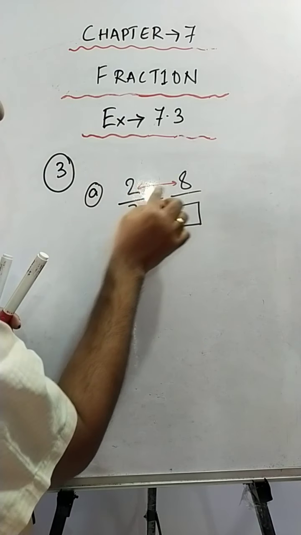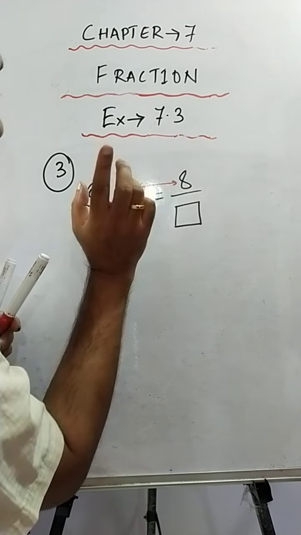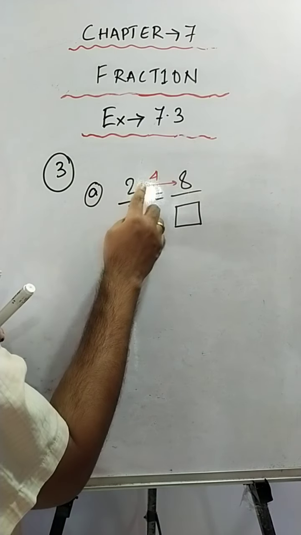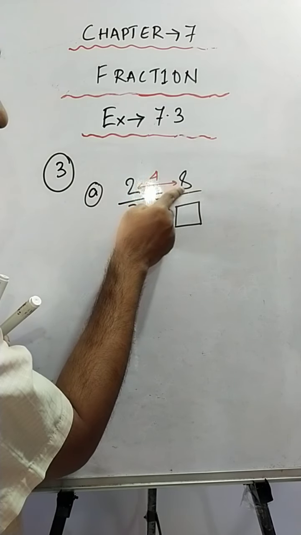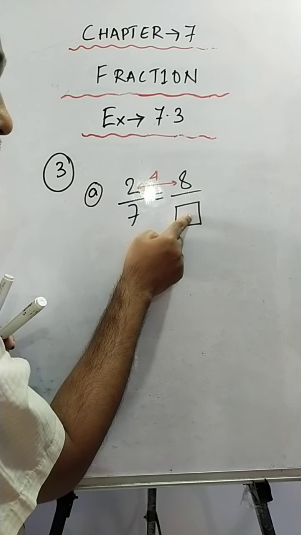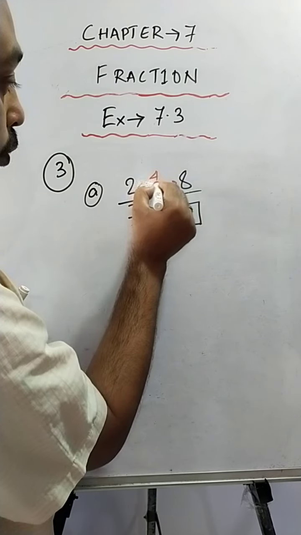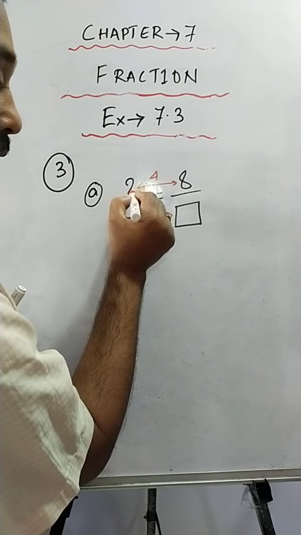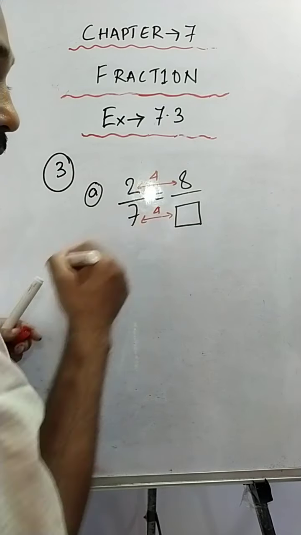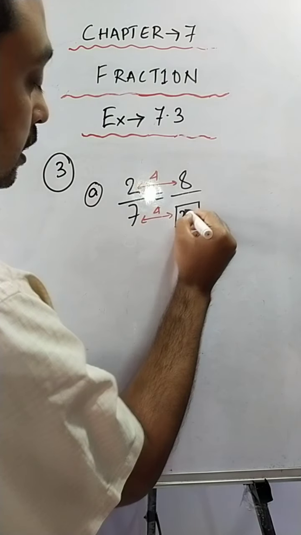So 2 and 8. That means something is multiplied with 2 to get 8. What is that number? That number is 4. Now 2 is multiplied with 4, and in this way we are getting 8. The same thing we will do with the denominator. If 4 is multiplied with 2 to get 8, the same number we will multiply with 7. That means 7 4s are 28.